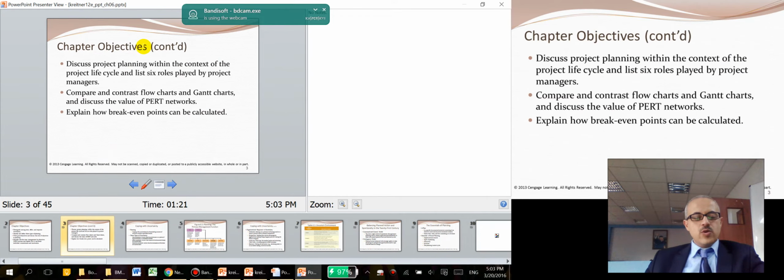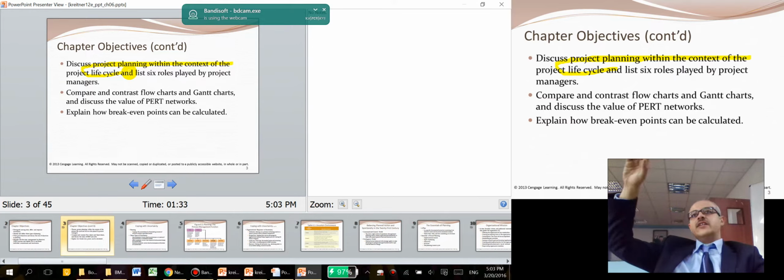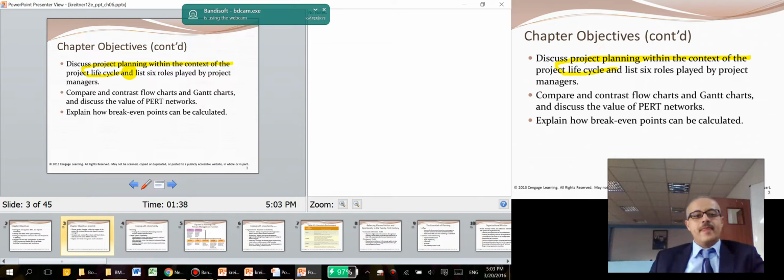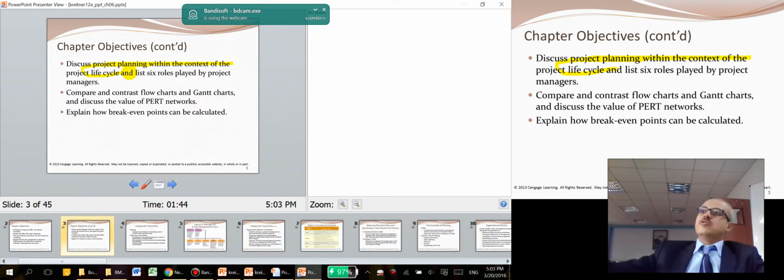In Chapter 6, we will also discuss project planning within the context of the project lifecycle. Do you know what a project lifecycle is? Just like any lifecycle: you're born, you become a toddler, you become a teenager, and then you become an adult. The idea is the same thing for projects. You start a project, you plan it, you execute, and then you close. You compare and contrast flowcharts.